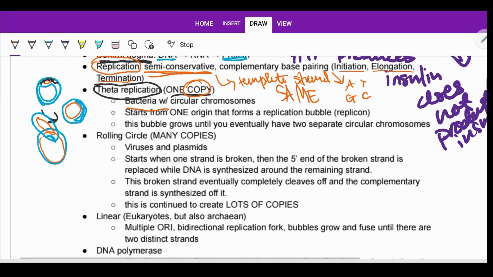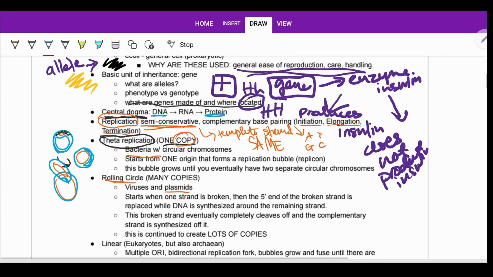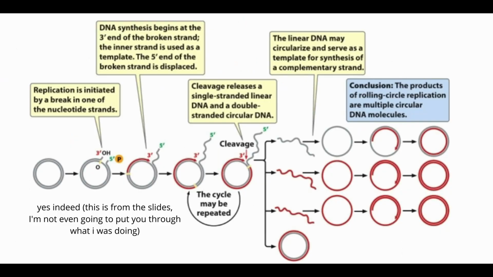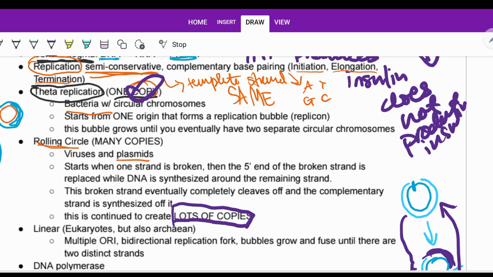I can't draw. Okay, so then we have rolling circle replication, and these are for viruses and plasmids. So these are pieces of genetic material that are typically much smaller than chromosomes. I'm going to try to draw this. It might go badly. There's always a better picture on the slides. The main thing that you need to know is that this one creates lots of copies. Theta replication only creates one copy. This one creates lots of copies.